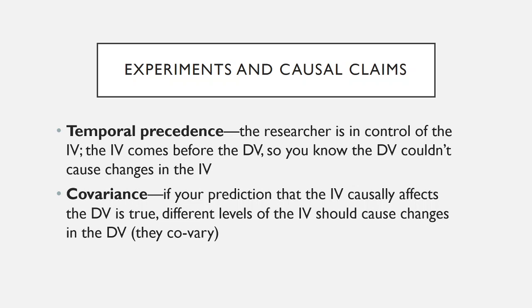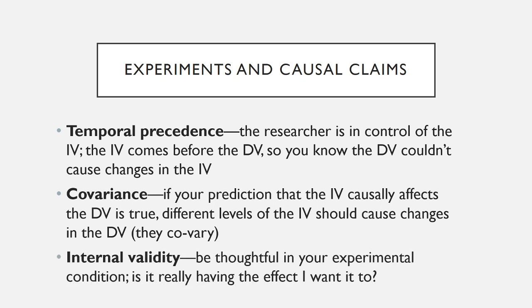Basically, if you create your different conditions that represent your manipulation and you don't see that your experimental group and your control group differ in levels of the DV, well, you don't have that covariance. So you might have made the best intentioned experiment of all time, but if there's no effect on your DV, there's no criteria for a causal claim.